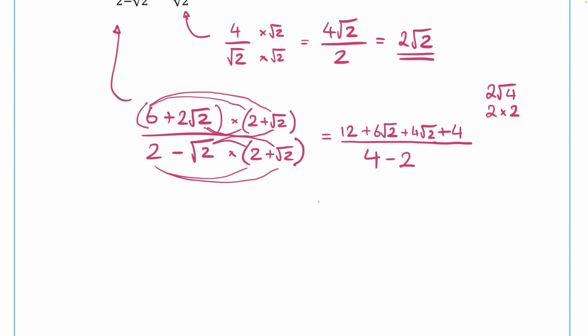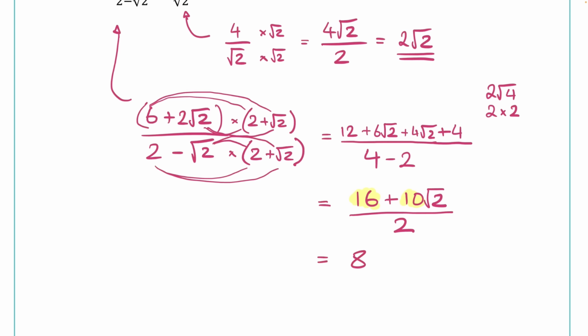So now we want to simplify it. So collect the like terms. So it's 12 plus 4 on the top is 16. Plus, and then we have 10 lots of root 2 in total there, the 6 root 2 and the 4 root 2. That's all divided by 2. And both of those whole numbers there will divide by 2. So this is going to simplify. So it's looking like it's going to work the way we want it to, which is always a good sign.